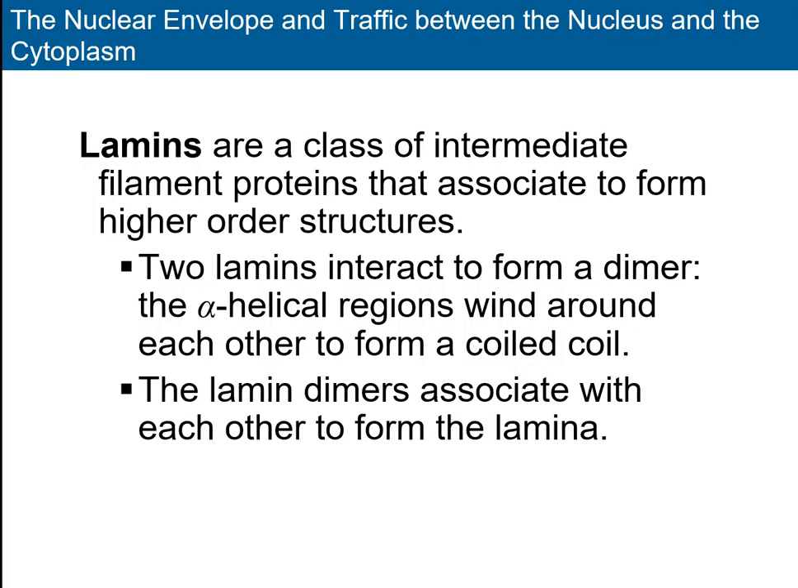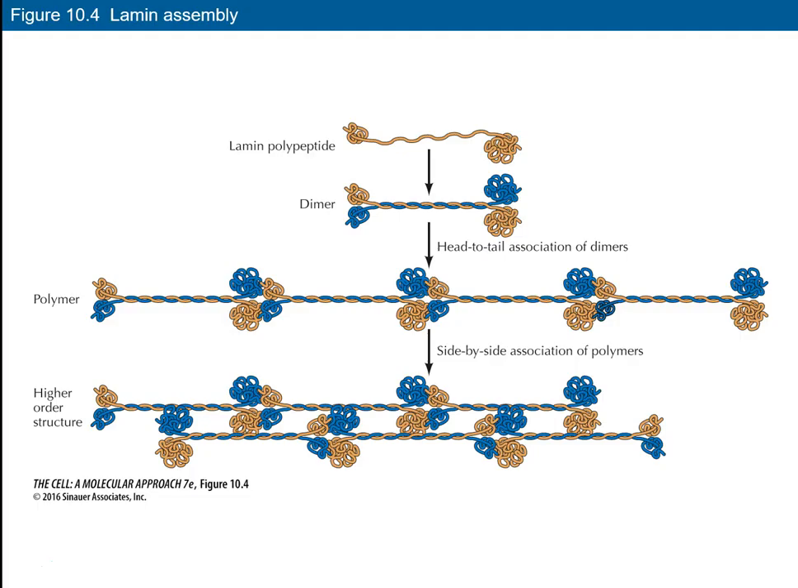Okay, so let's talk a little bit more about the lamins themselves, okay? And so, again, they're filament proteins, and they will associate together to form higher order structures, okay? So two lamins will interact with each other to form a dimer, okay? And I'll show you a picture of it. So the alpha helical regions will wind around each other, and they form this coiled coil. Those dimers, right, those two lamins that are together, so two lamins together is a dimer. Dimers will then associate with each other to actually form the lamina. And so you can see that provides more strength in that structure.